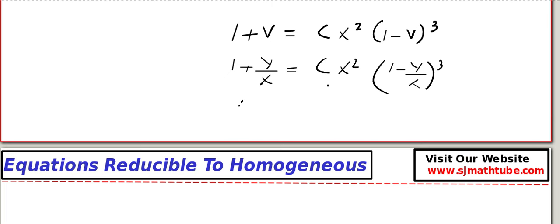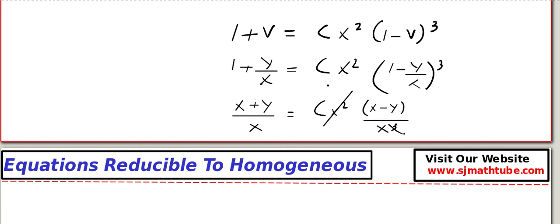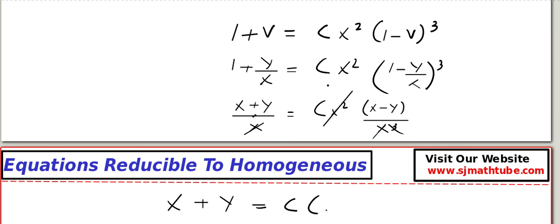So you get x plus y by x is equal to cx square into x minus y by x cube. Okay, this is going to get cancelled at everything. So we get x plus y is equal to c times x minus y the whole cube.